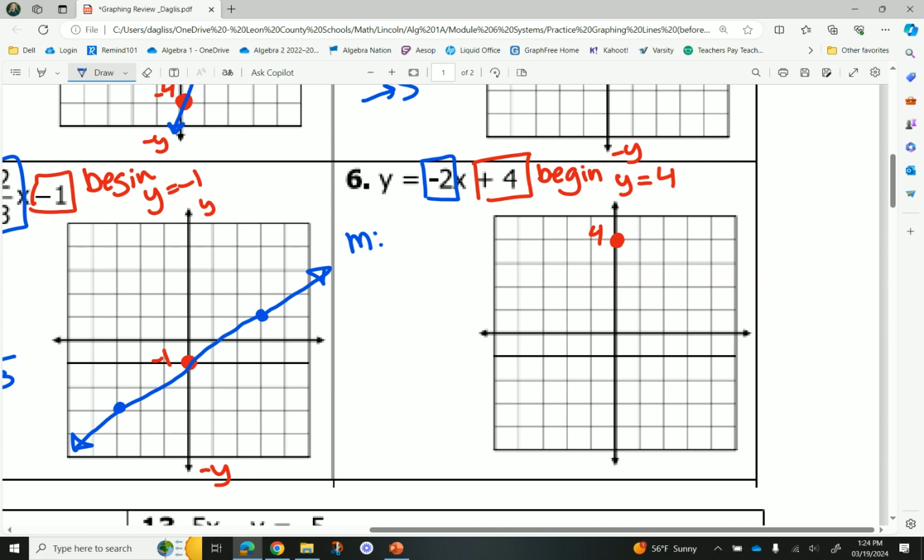I'm sorry, Jacob. How are we going to move? Up, down, to the right 1. Yes. Good. Move down 2. So when will we go to the left? Never. You always go to the right. The negative or positive tells you up or down. So down 2 over 1.